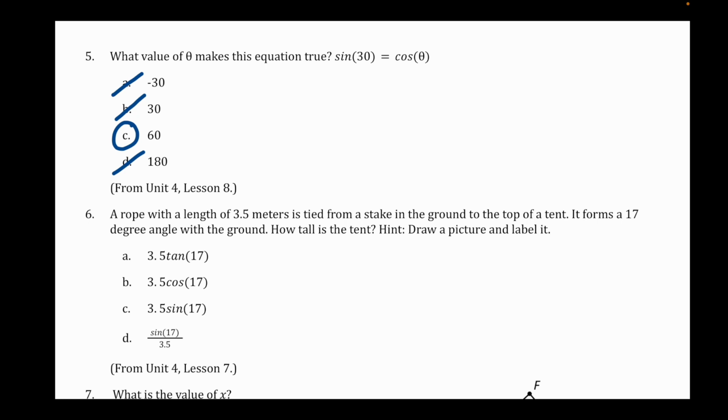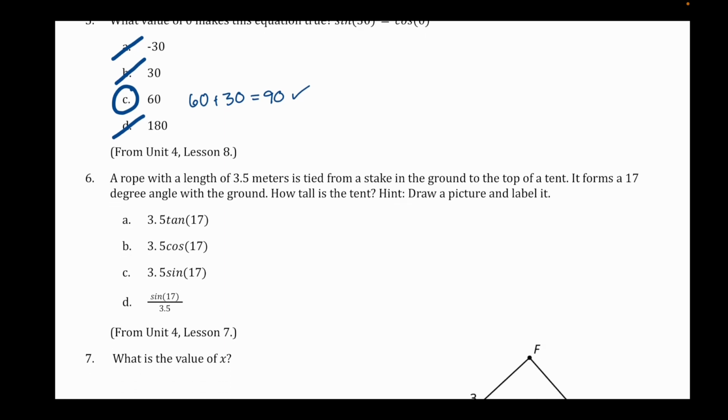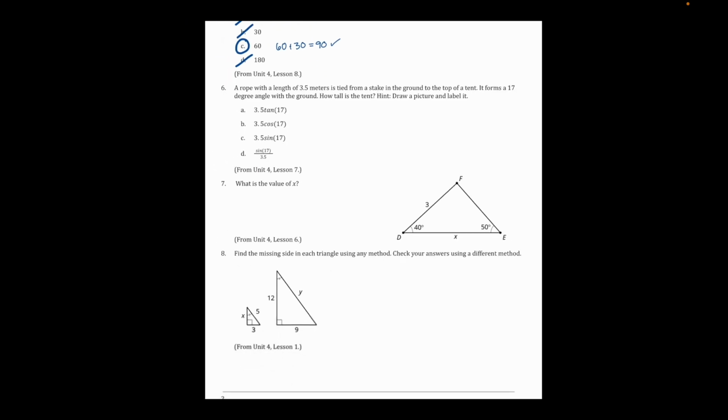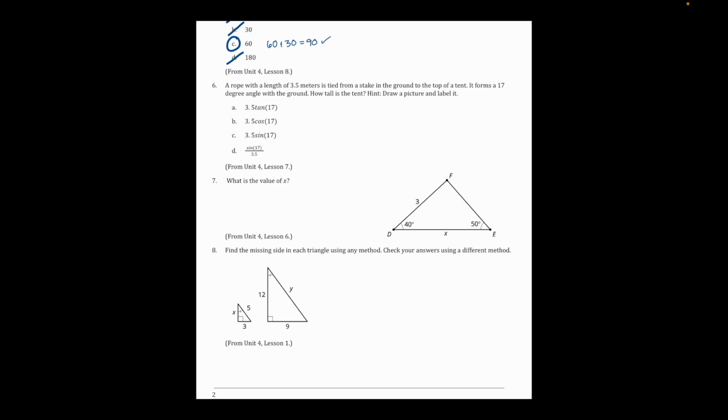So that's question 5, and that is because 60 plus 30 equals 90, and we had sine and cosine swapped. So if I had to show my reasoning here, that's how I would show it, I guess. Okay, so then we're on to number 6 and 7 and 8, and then we're done.